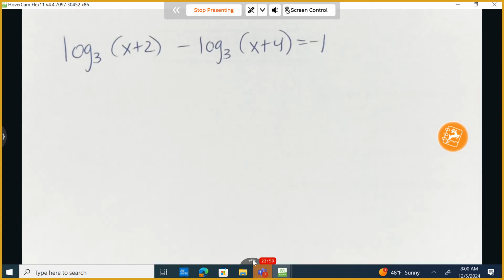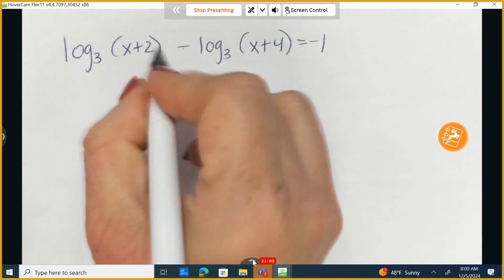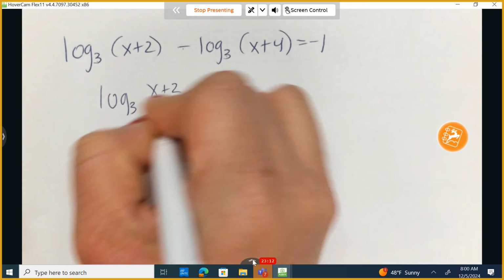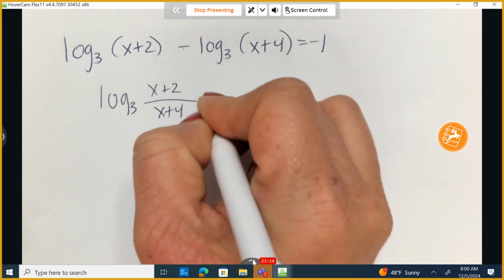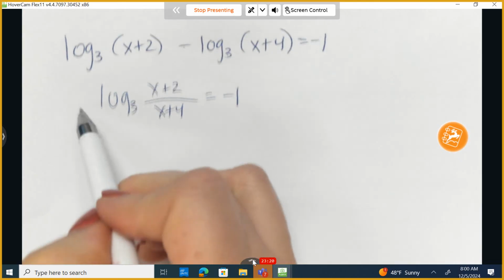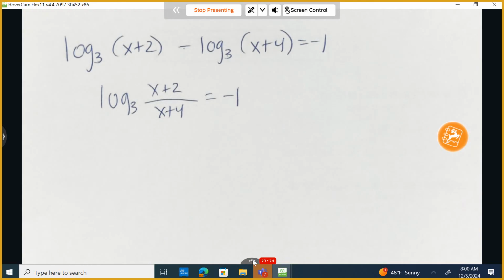As I go through this problem, if you're feeling confident, feel free to work ahead here. So I first need to condense this, which means that this subtraction is going to turn into division. Notice we have the same log base 3. So log base 3 of x plus 2 over x plus 4 equals negative 1. Ooh, this looks like it's going to be tricky. Now, what I notice is there's nothing in front of the log, and there's nothing behind here that I need to add, subtract, multiply, or divide. I can set this up right away.